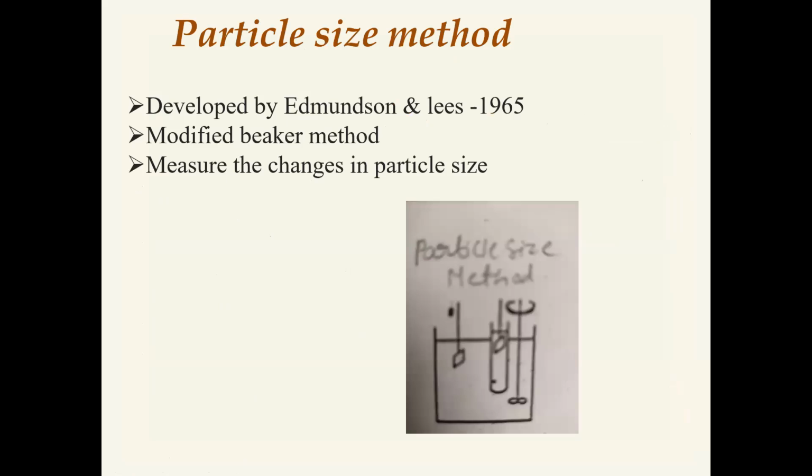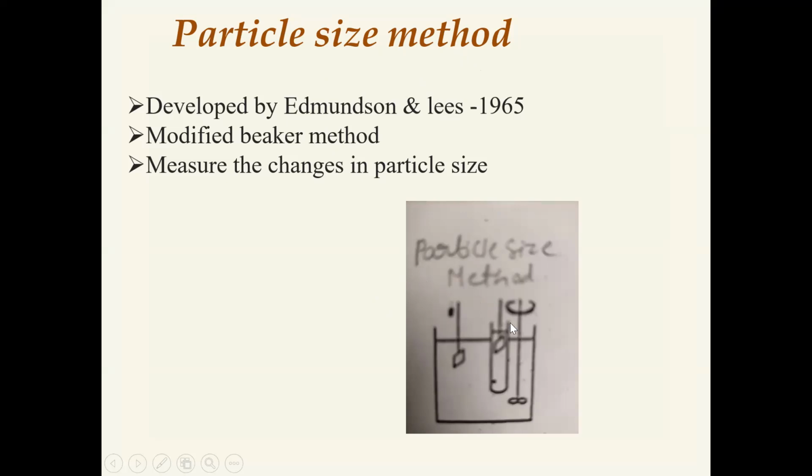Next one is the particle size method. This particle size method was developed by Edmondson and Lees in the year 1965. This particle size method is the modified beaker method. The beaker method is there, so this is the modified beaker method.